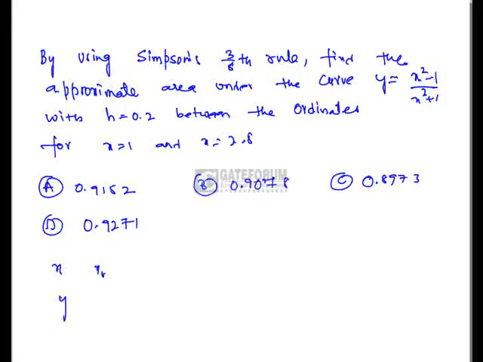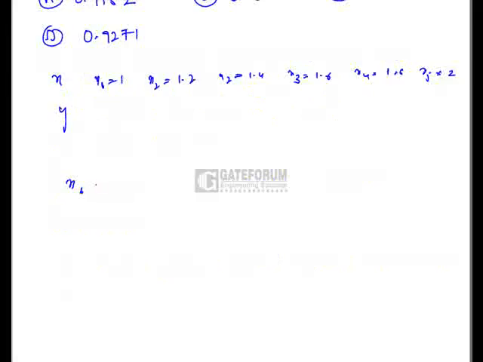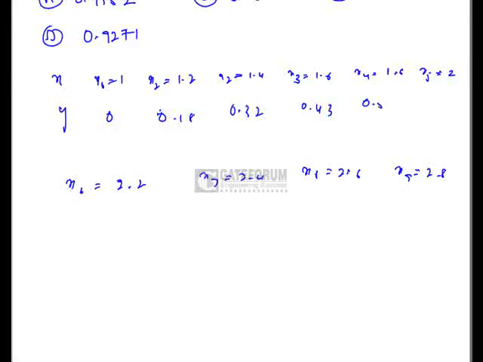X values will start from 1, then there will be a difference of 0.2, so it will be 1.2, then x2 is equal to 1.4, x3 is 1.6, x4 is 1.8, x5 is 2, x6 is 2.2, x7 is 2.4, x8 is 2.6, x9 is 2.8, and the corresponding values of y, if I substitute the x values, will be 0.18, 0.32, 0.43, 0.52, 0.6, then it comes 0.65, 0.70, 0.74 and 0.77.